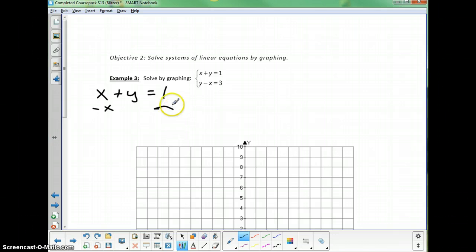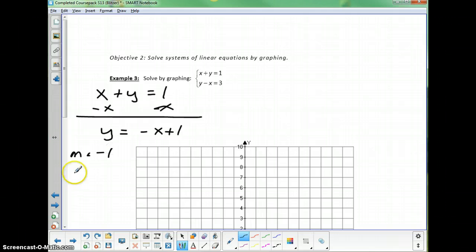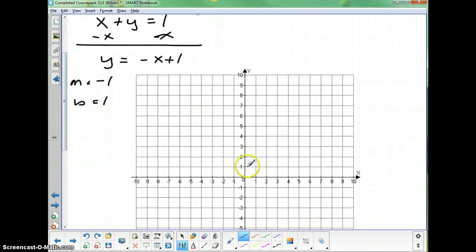So let's subtract x from both sides. y is equal to negative x plus 1. This gives us a slope of negative 1 and a b value of positive 1. B value of positive 1, plot it. Then my slope of negative 1 is negative 1 over 1. So again, down 1 over 1, down 1 over 1, down 1 over 1 to graph my ordered pairs.